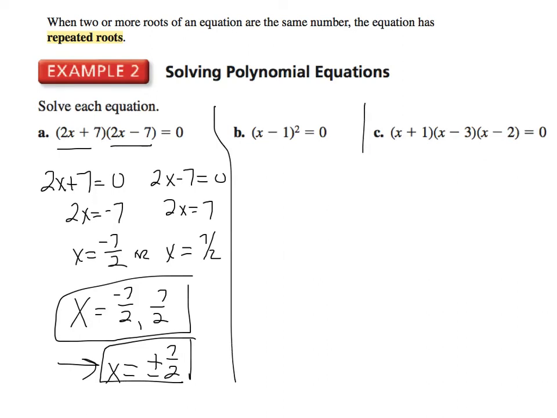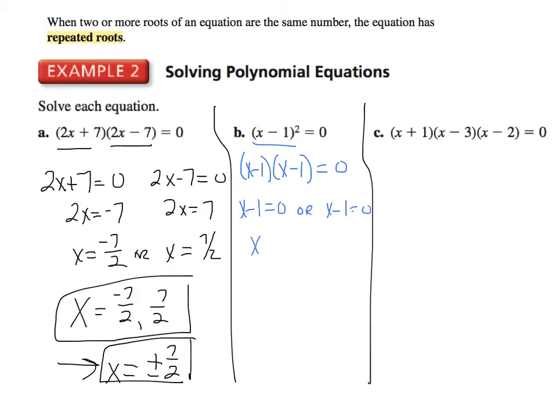All right, so let's do the next one. Notice that x minus 1 squared would be x minus 1 times x minus 1 equals 0. Well, if we set them both equal to 0, you're going to get the same answer of 1. So this is called a repeated root, what we talked about up here. This has a repeated root of 1.